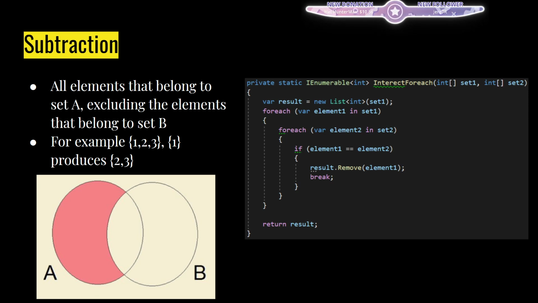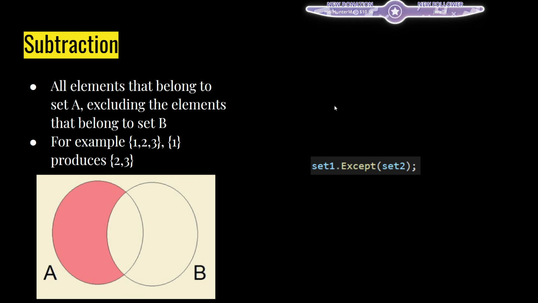And subtraction, last for set algebra, is basically all elements that belong to set A, but that don't belong to set B. So if we have elements 1, 2, 3 in set A, and we have element 1 in set B, then what's the result? It's 2 and 3, because those are the two numbers that don't belong in B. B has 1, so we don't include it. And again, you see a foreach implementation of this, and in LINQ. This time, it's not called subtraction, it's called Except.